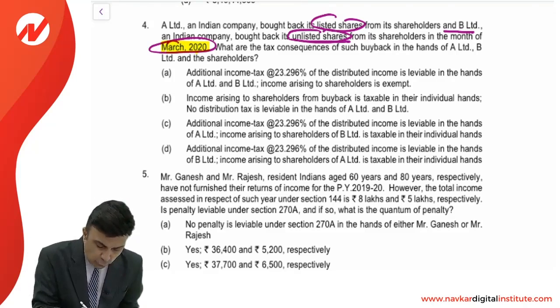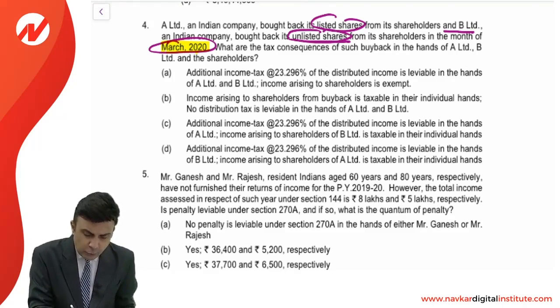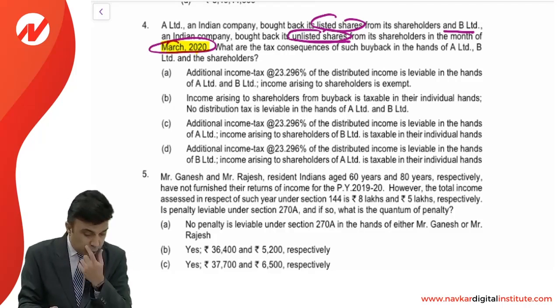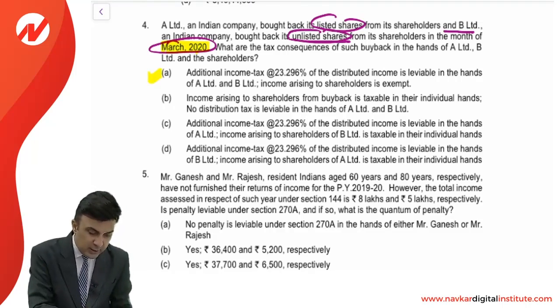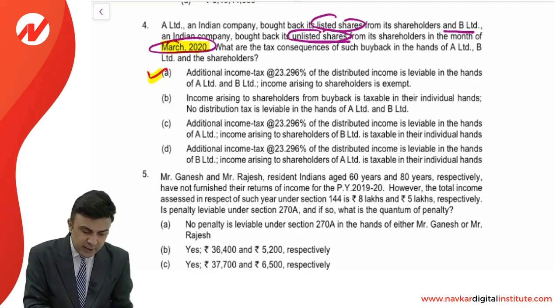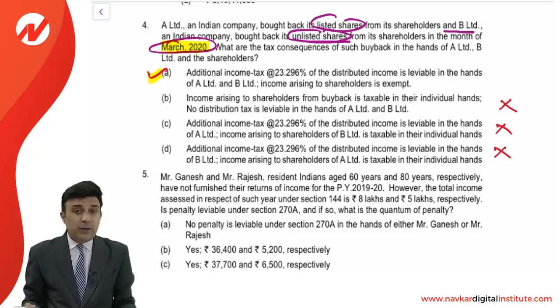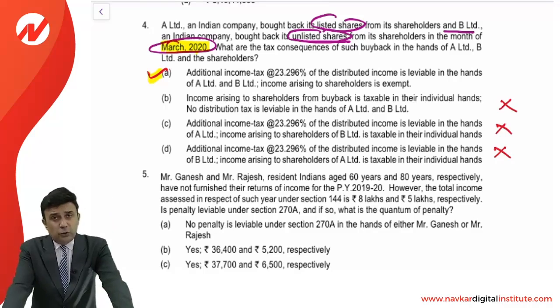Additional income tax of 23.296% of the distributed income is leviable in the hands of A Limited, B Limited. Income arising to the shareholder will be exempt is the first option. Apparently this option is correct, but still let me check out the other options. Income arising to the shareholder from buyback in their individual hand, no distribution tax is payable. This is perfectly wrong. Additional income tax of 23.296% is leviable in the case of A, that is listed, but not in the case of unlisted. Leviable in the hands of B, but not in the case of A, that is also wrong.